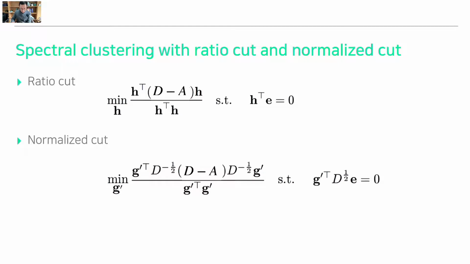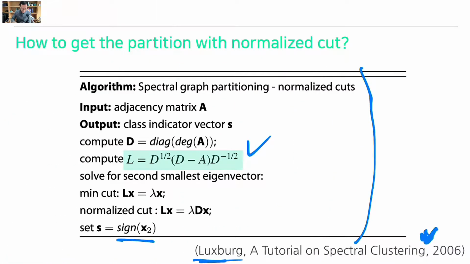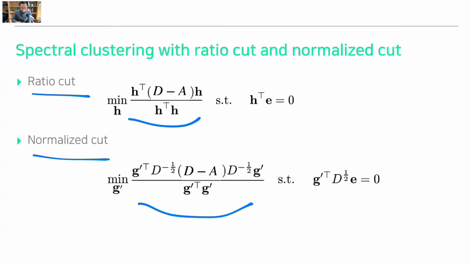So here, let me show the objective functions. Using linear algebra, in the two cases, for ratio cut we minimize this one, and in the case of the normalized cut, we minimize this one. But still, the optimization process is the same eigenvector solving problem, but the objective functions are different from the graph-cut-based optimization objective function.